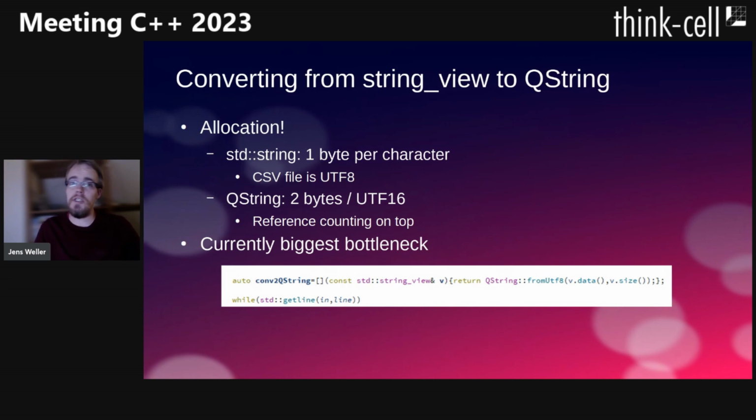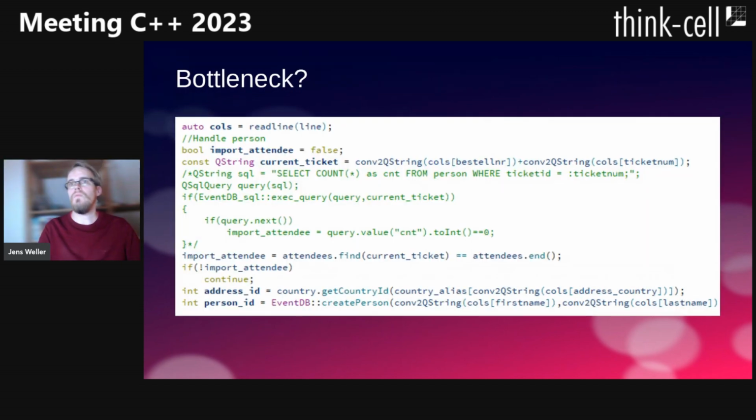And those allocations are the biggest bottleneck. I was thinking, how can we have fewer allocations? Still, I have no choice. I need to convert to QString. But in the import case, maybe we can reuse the QString, and in this function I have here, I don't do that. I was thinking, hey, could I do that? So this is a bottleneck.